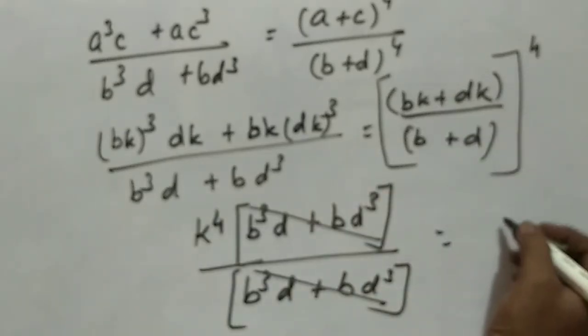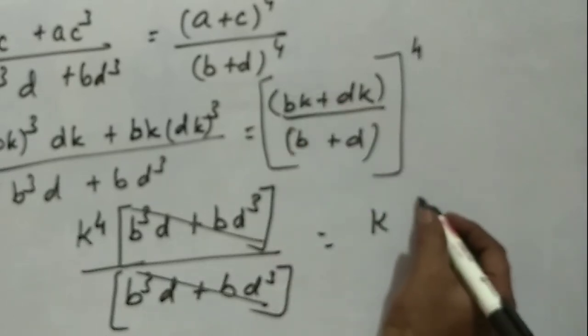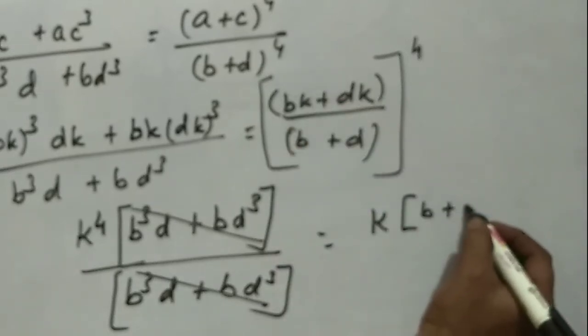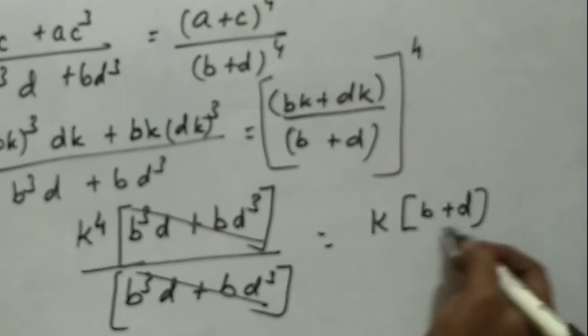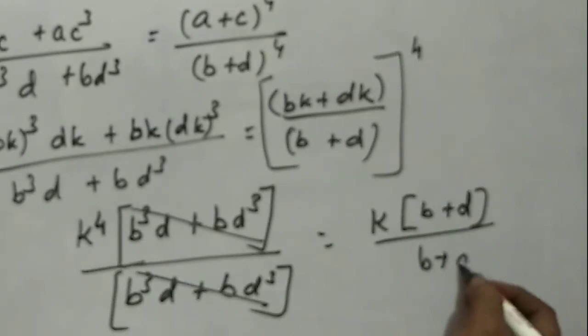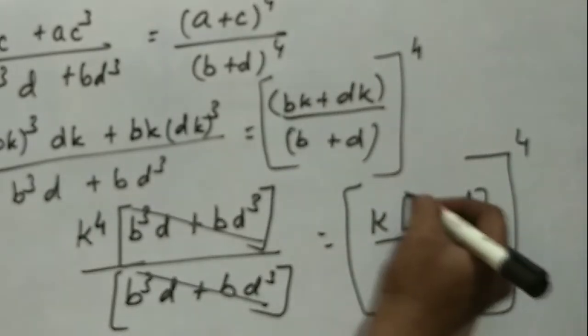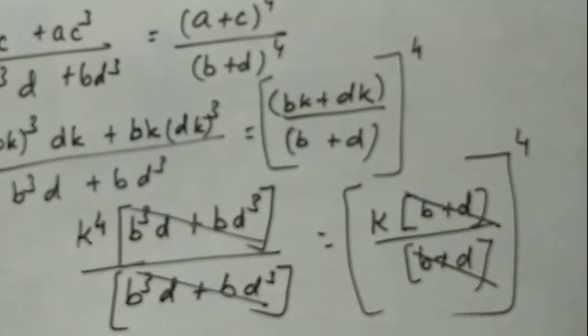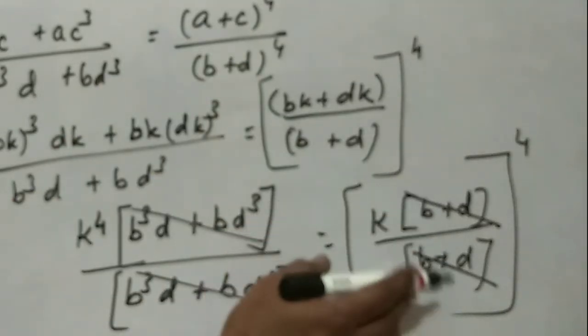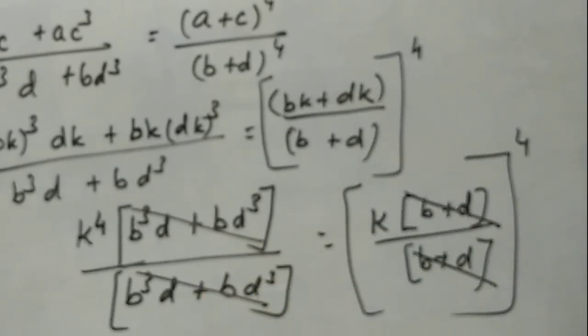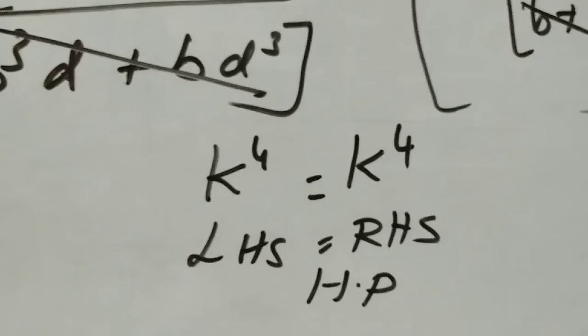Okay, same way here k common we can take it and in the bracket b plus d, power 4. b plus d and this b plus d get cancelled. Bracket is having the same element, so we can cancel it. So you will write k power 4 is equal to k power 4, left hand side equal to right hand side, hence true. Clear? Understood?